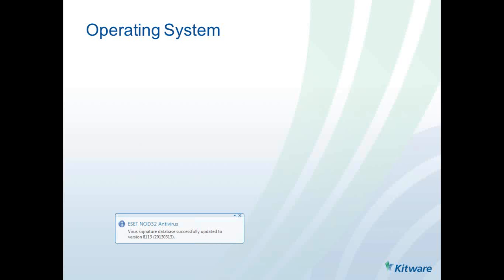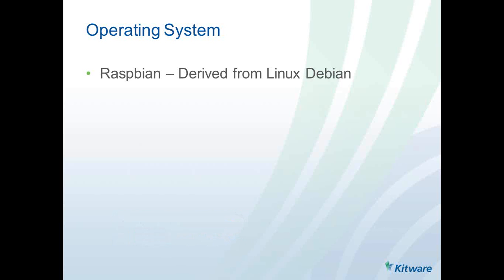Now you can run multiple operating systems, but what is very popular these days is to use a variation of Debian Linux on it, and it's known as Raspbian. So it's essentially the Debian Linux distribution compiled for the ARM architecture and a little bit customized for the size of the card.